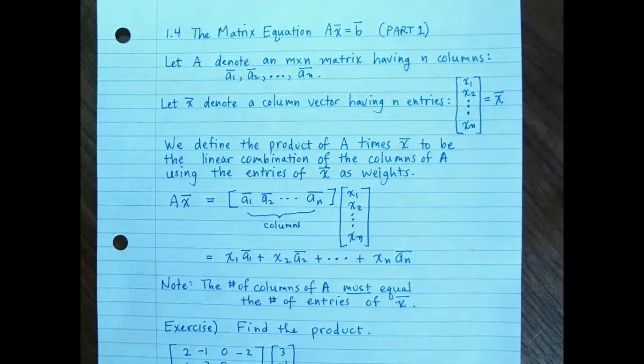Let's talk about section 1.4, the matrix equation, AX equals B. I'm going to break this lecture into three separate parts, three videos. The first part will be about how we multiply a matrix times a column vector. The second video will discuss the matrix equation, AX equals B. And in the third video, we'll have a little bit of theory. So let's go ahead and get started on the first video here.